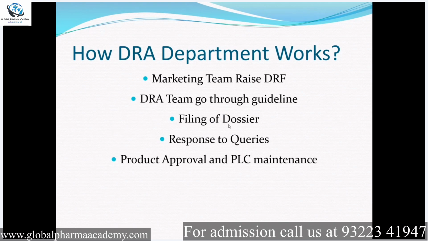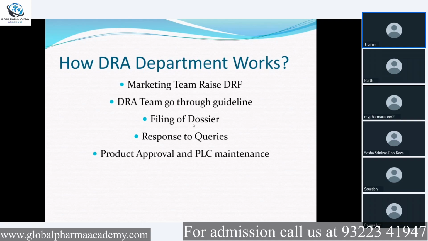Then after approval of the product, it is also the regulatory team's responsibility to maintain the product life cycle. So in this way, the DRA department works in a pharmaceutical industry. First the marketing team provides the list of interested products to the DRA department. The DRA department starts working after receipt of the DRF, goes through the guideline, finalizes the list of documents required, files the dossier, gives responses to the queries, and also maintains the life of the product in the market. So in this way, the DRA department works.